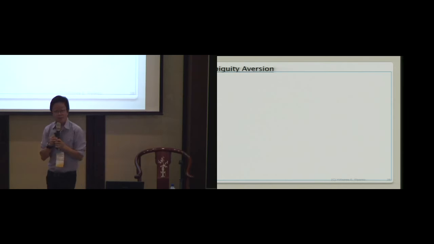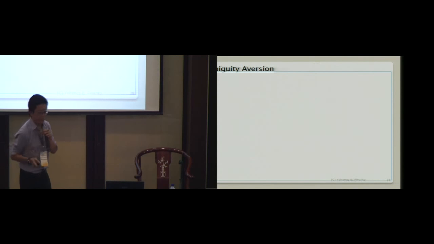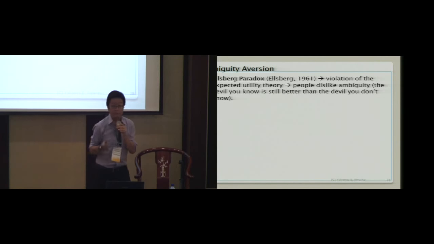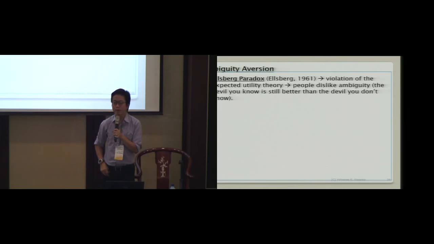So another violation of expected utility is something called ambiguity aversion. People don't like ambiguity. I don't like ambiguity. Things that are ambiguous, I don't really like. Okay? So there is something called Ellsberg paradox.